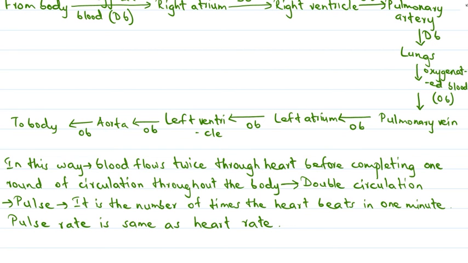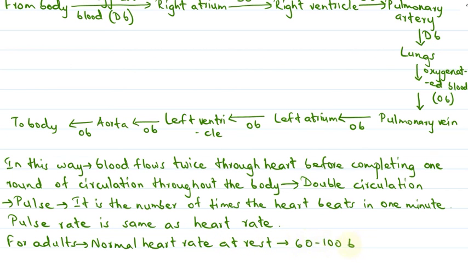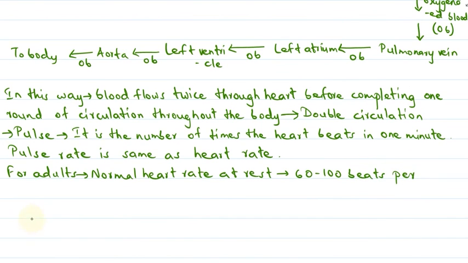So for adults, what is the normal heart rate? And that is at rest. It is around 60 to 100 beats, and it is calculated per minute. Okay, so this can be said BPM.